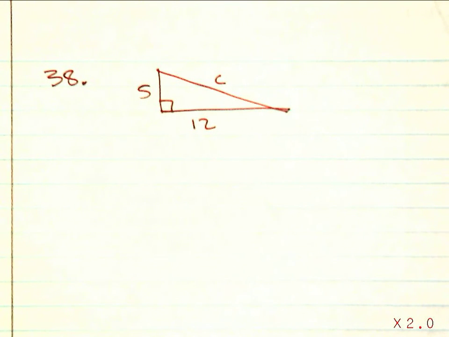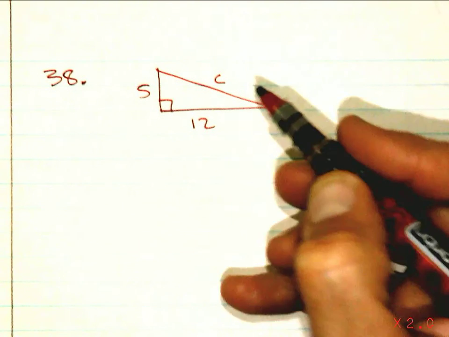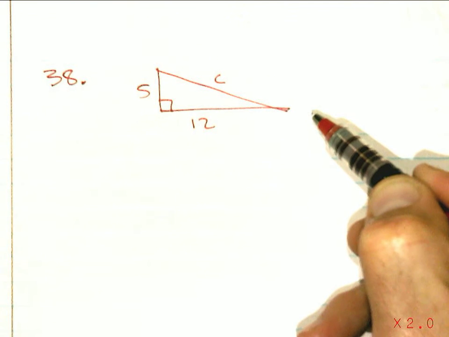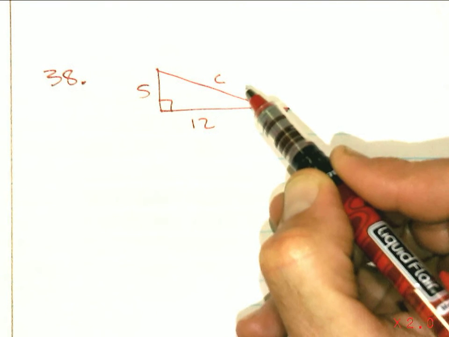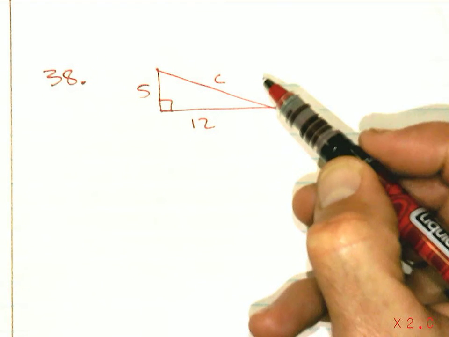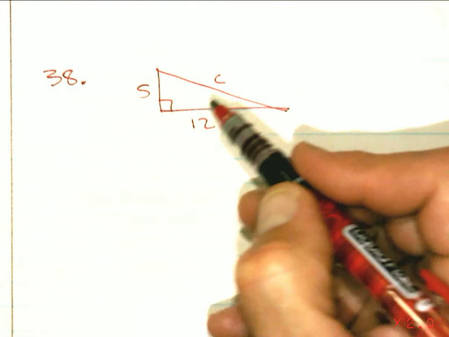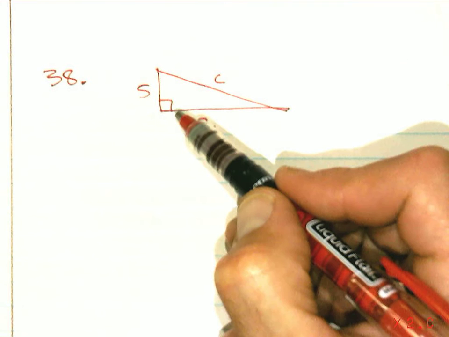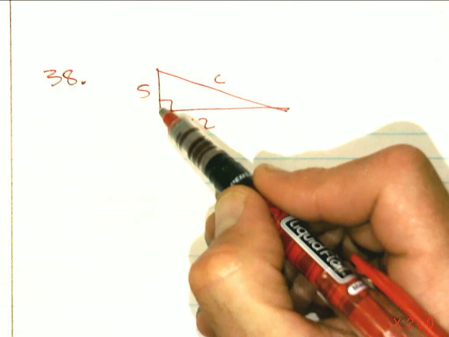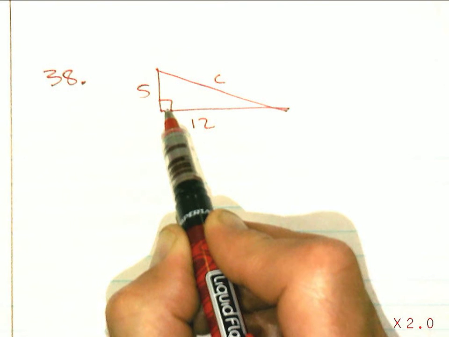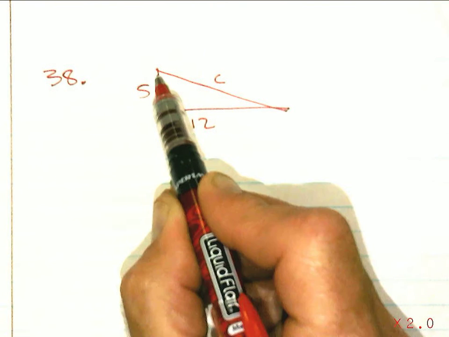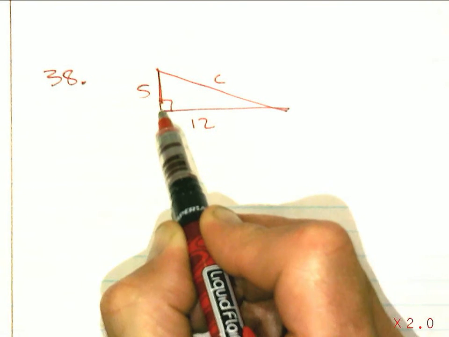Problem 38 is a classic Pythagorean theorem problem. If you're asked to find one side of a triangle that's a right triangle, then you should be thinking about the Pythagorean theorem right away. The important part is to know which side of the triangle you're trying to find. In this case, the right angle connects the two legs, so I know I have a leg and a leg.